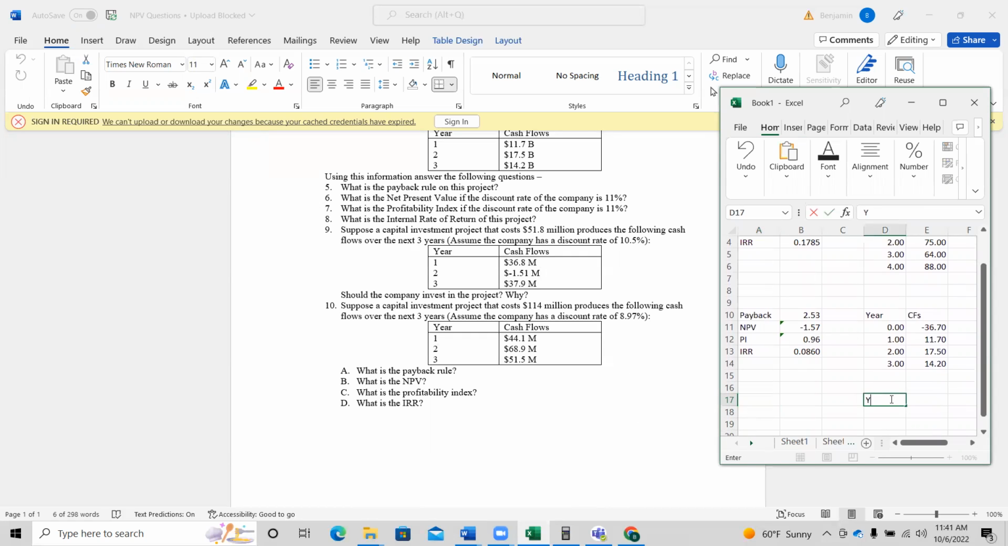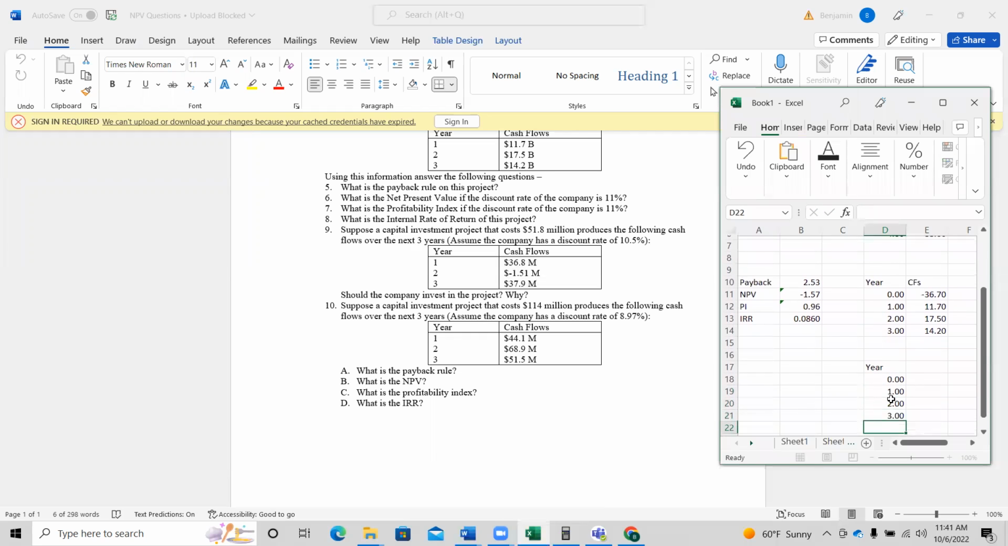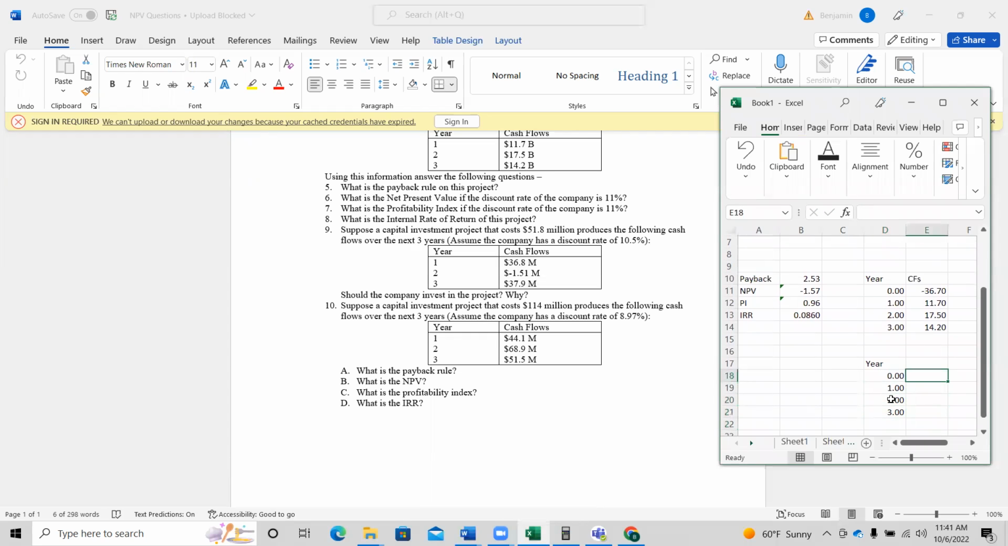I've got year 0, 1, 2, 3. My cash flow in year 0 is the negative outflow of 51.8 million. Cash flow in year 1 is 36.8. Cash flow in year 2 is negative 1.51 million. Cash flow in year 3 is 37.9. Okay. Say equals net present value. My discount rate is 10.5%. And then I'm going to highlight these future cash flows and subtract off the 51.8 million.